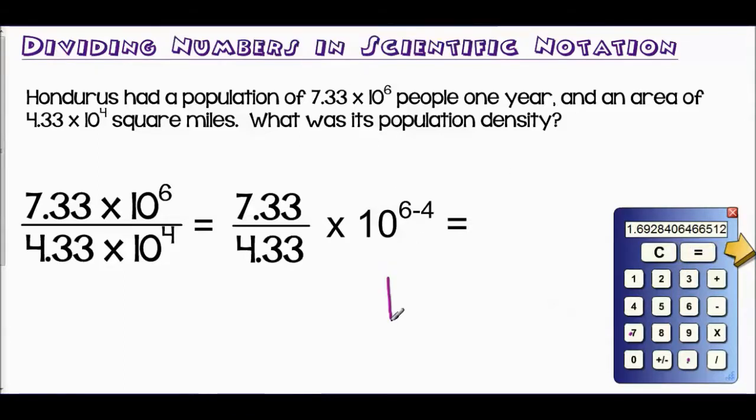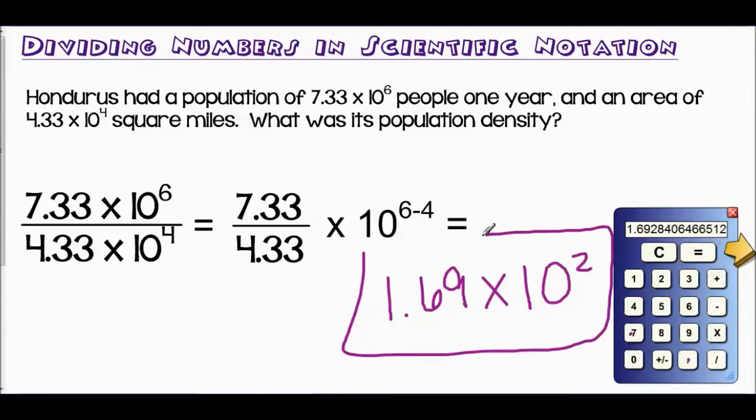So that gives us 1 point, and we're going to round to the nearest hundred, 69 times 10 to the, and then since I'm dividing 10 to the 6th by 10 to the 4th, I subtract, and I'm left with 10 squared. That first factor is between 1 and 10, so that is correctly in scientific notation. So they have 1.69 people times 10 to the 2nd, which would be times 100. So that would be like having 169 people per square mile.